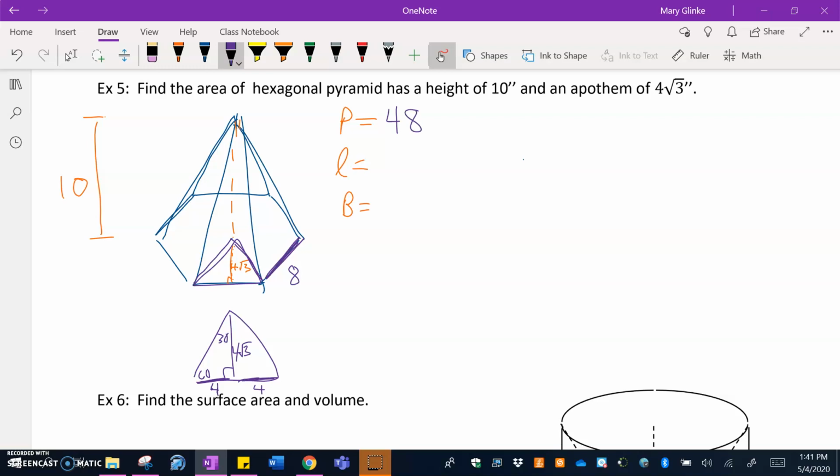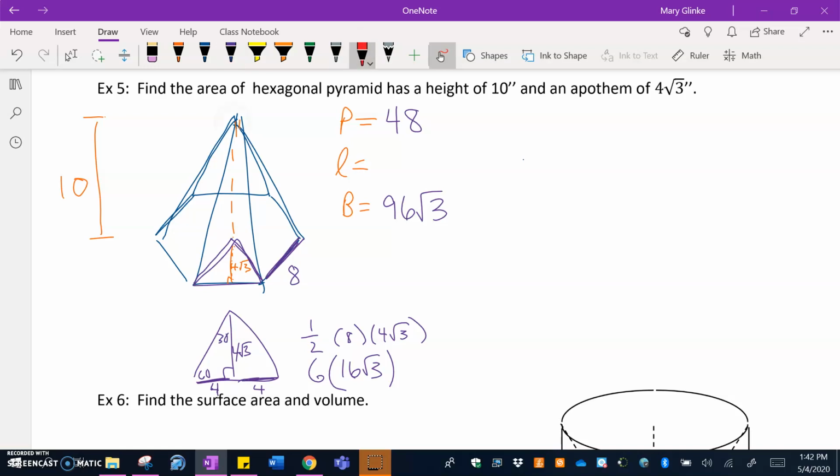We also can now find the area of the base. The area of this triangle is 1/2 the base of the triangle times the height of the triangle. So each triangle would be 16 root 3, and in our base there are going to be 6 of them. So the area of the base is going to be 96 root 3. So then the trick is, how do we find the slant height?